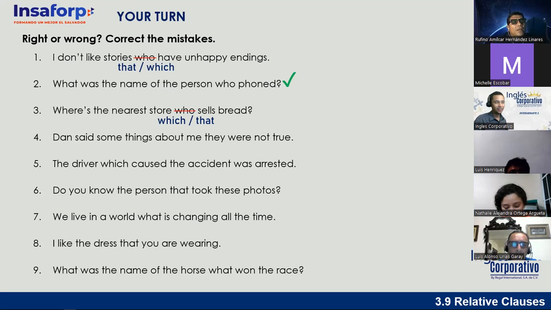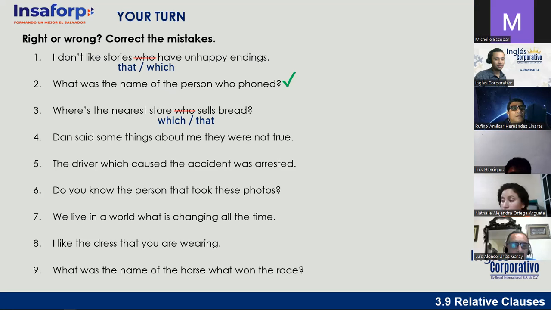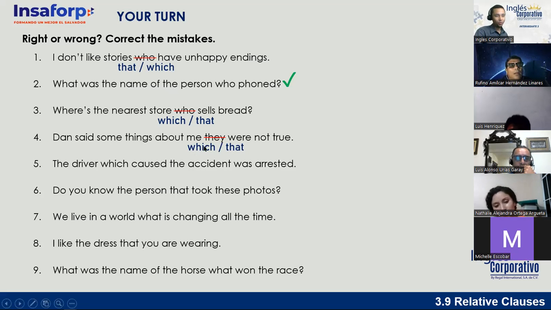Michelle. Dan said some things about me that were not true. Uh-huh. Dan said some things about me that or which were not true. ¿Por qué no se puede ocupar who? Porque son cosas, no personas. Entonces, Dan said some things about me which were not true or that were not true.